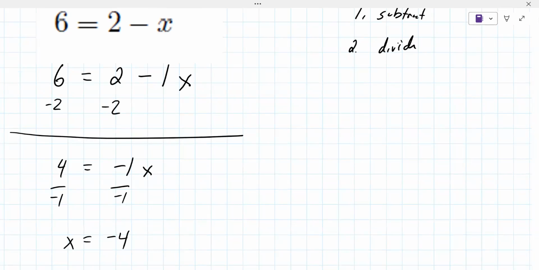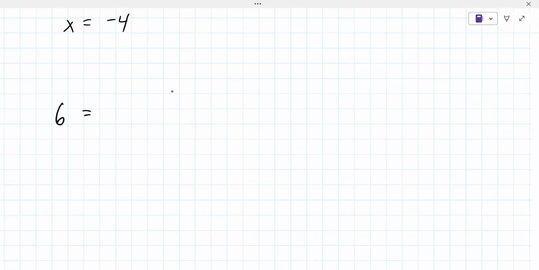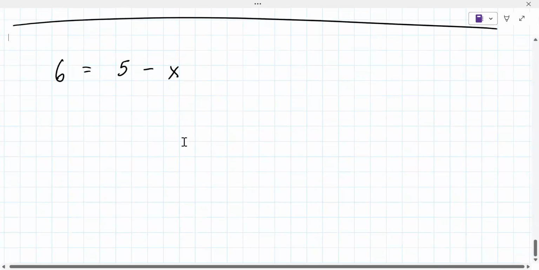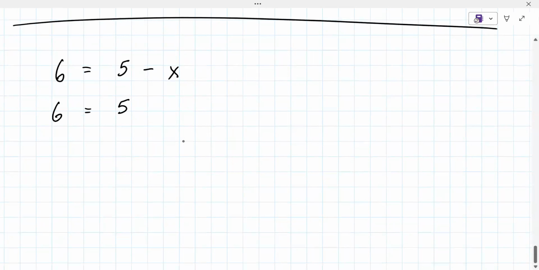All right, let's look at another one. Let's look at the following: 6 equals 5 minus x. My suggestion is to rewrite this as 6 equals 5 minus 1x. That way it distinguishes itself. You have -1x, that's multiplying. The 5 here is being added. It's really +5, even though it's not written. We're going to solve by first subtracting and then dividing.